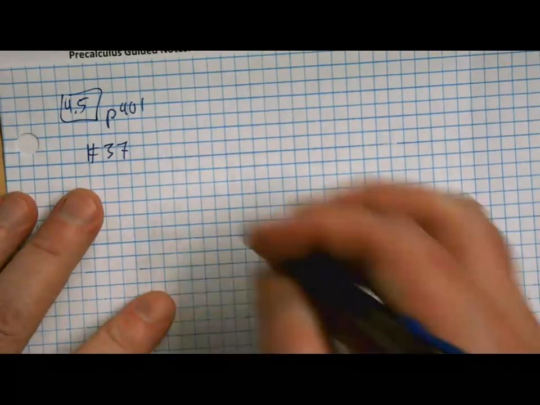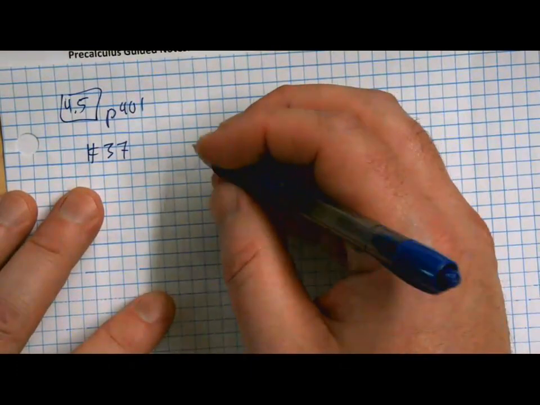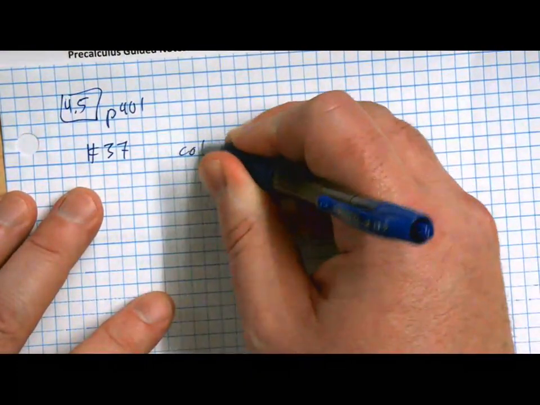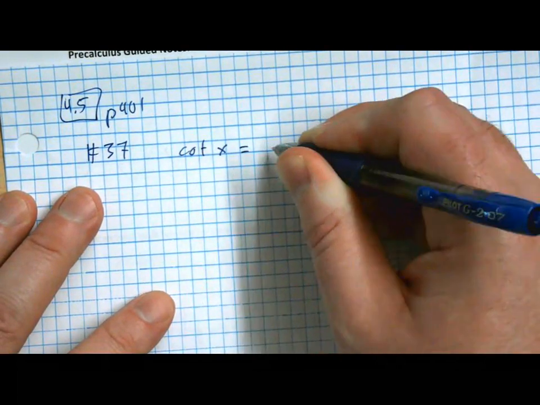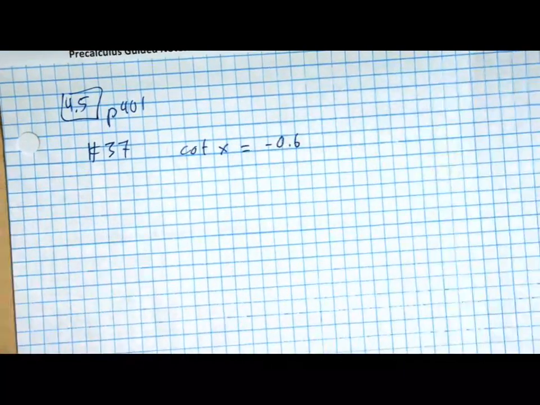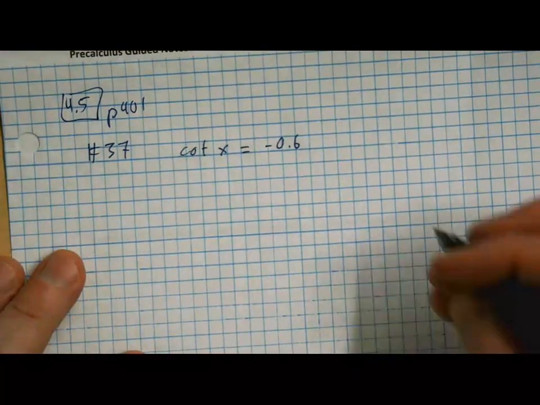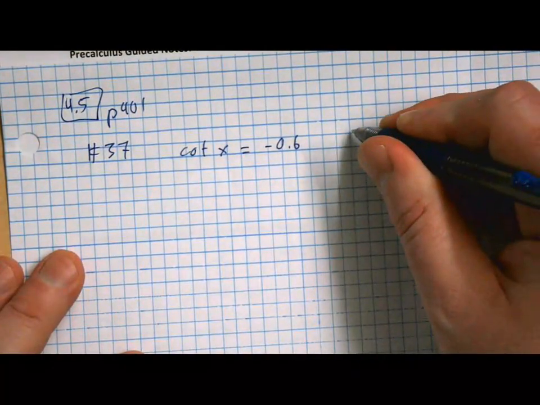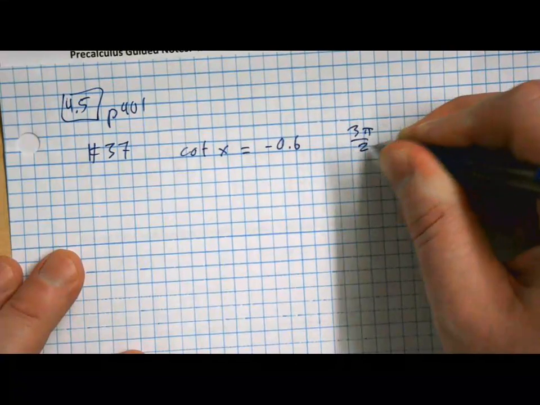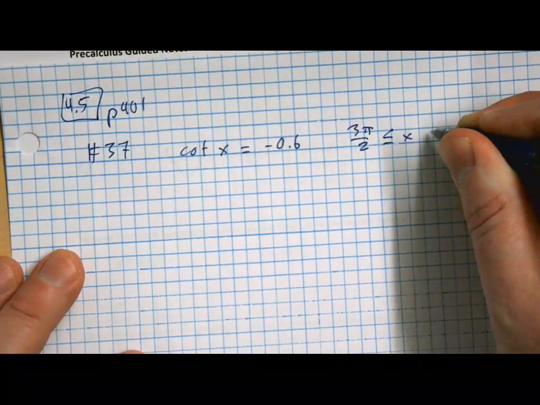37, what did they tell us? We're solving the equation, the cotangent of x equals negative 0.6. And they're telling us that they want values of x between 3 pi over 2 and 2 pi.